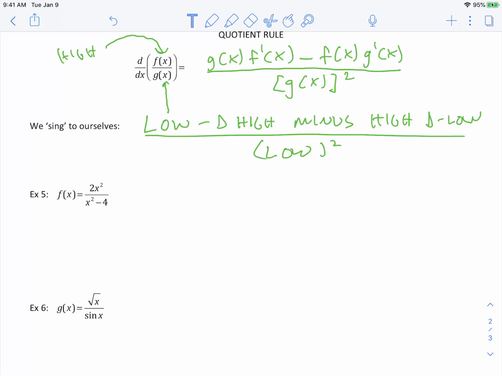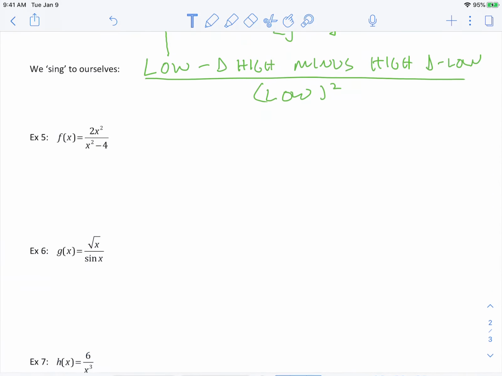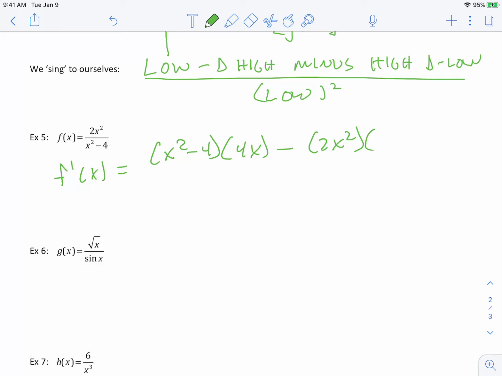And so if I wanted to find f prime of x for this quotient, I'm just going to follow my roadmap. I do low, d high. So the derivative of the numerator is 4x, minus high, so that's 2x squared, d low. So the derivative of the lower function, that'll be 2x, all over low squared. So take the denominator and square it. And there you go. There's a derivative rule for this quotient.